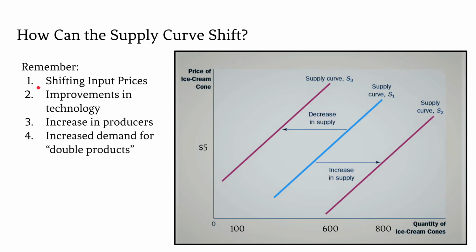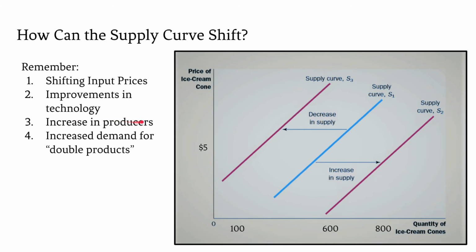Another thing, or the flip side, could happen: the price of ice cream cone inputs or ingredients could decrease drastically. Maybe sugar prices fall a lot. It becomes a lot more profitable, easier, and cheaper to make ice cream cones because the ingredients are cheaper now.